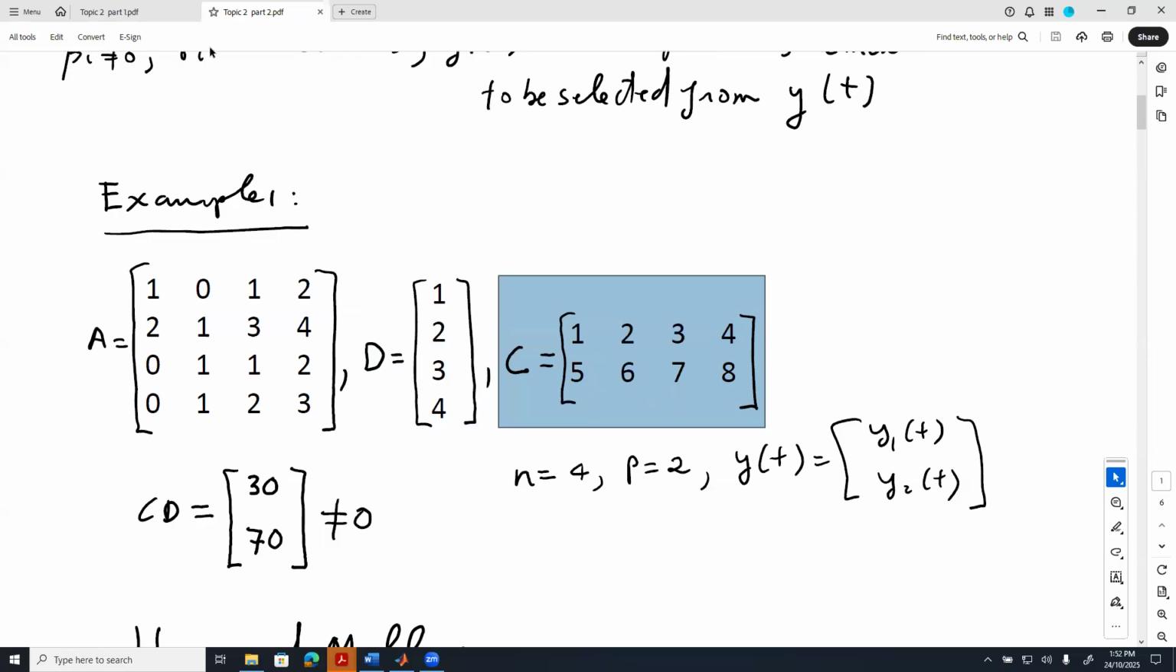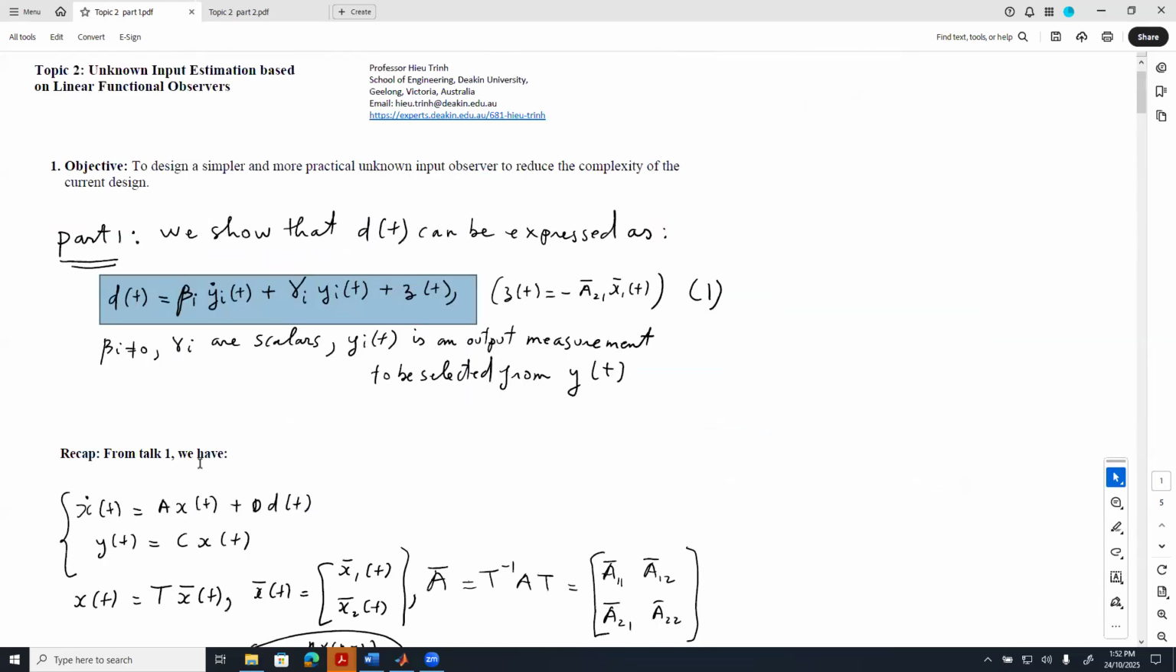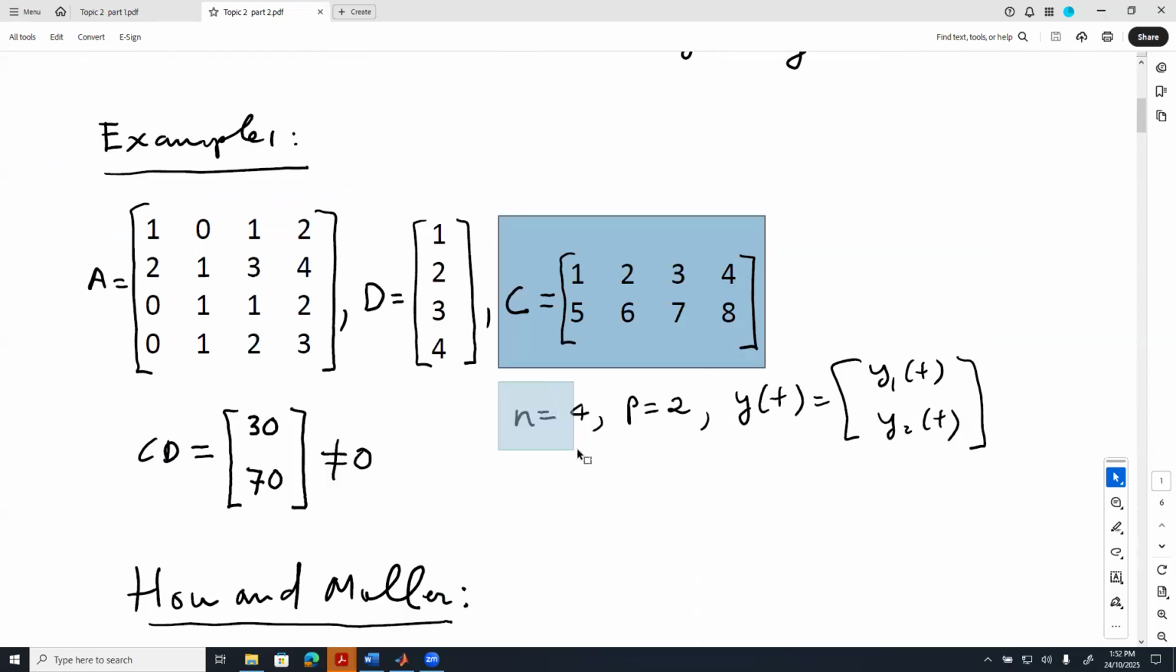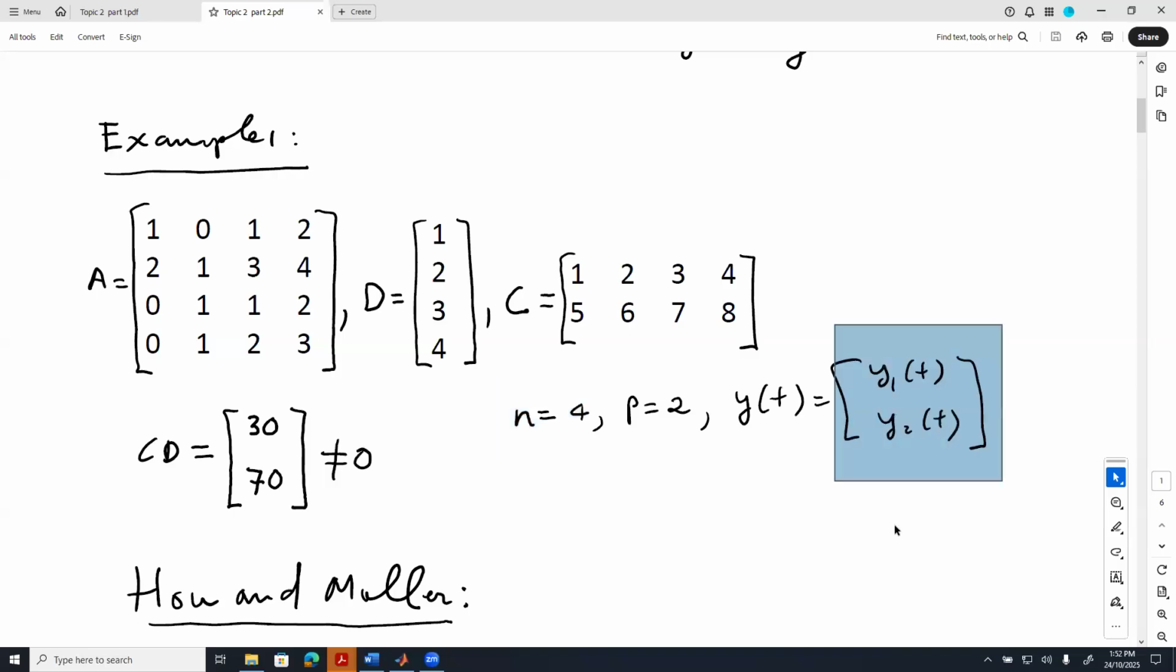So in this example, the system is a linear system with one unknown input, and we have 4 state variables in the state vector. We have 2 output measurements, y1 and y2. So p equals 2. p is bigger than the number of unknown inputs.